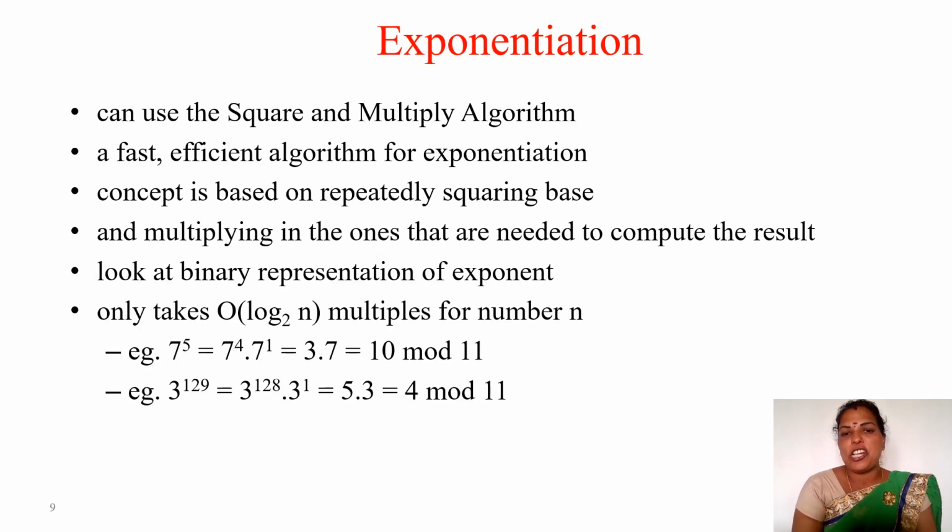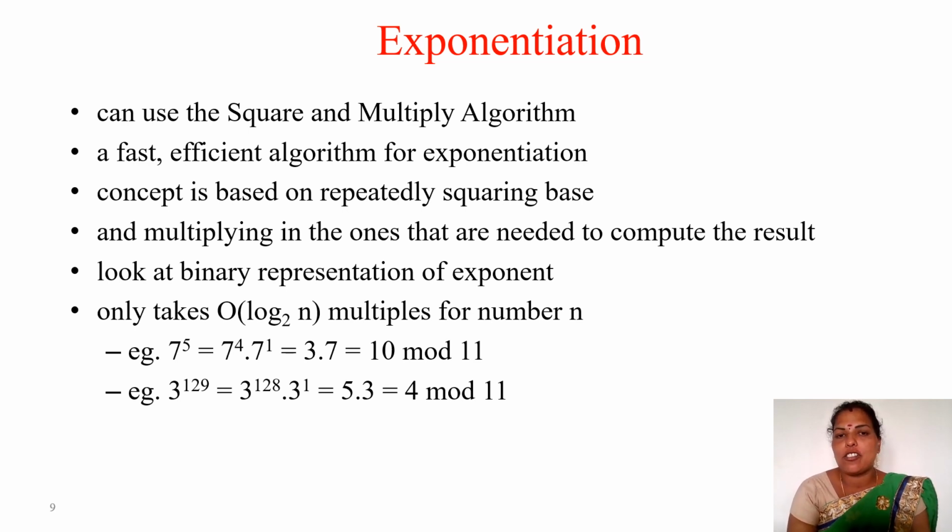Coming to the exponentiation part, this is the basic algorithm. The steps involved are very simple. In the RSA algorithm, first we generate the key, then we apply it in the encryption as well as the decryption process. Here exponentiation plays a vital role in the encryption process: C equal to M power E mod N. To implement this exponentiation we use the square and multiply algorithm, which is a fast and efficient algorithm for exponentiation.